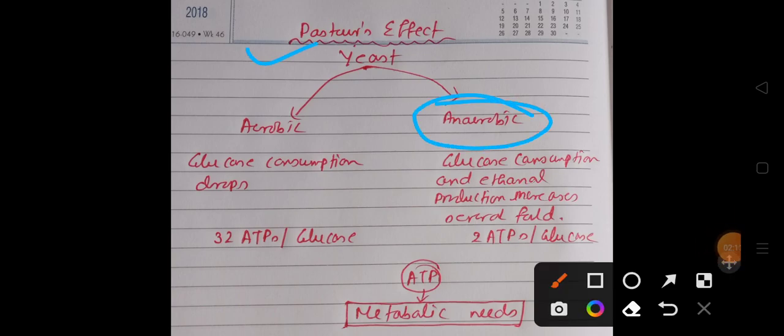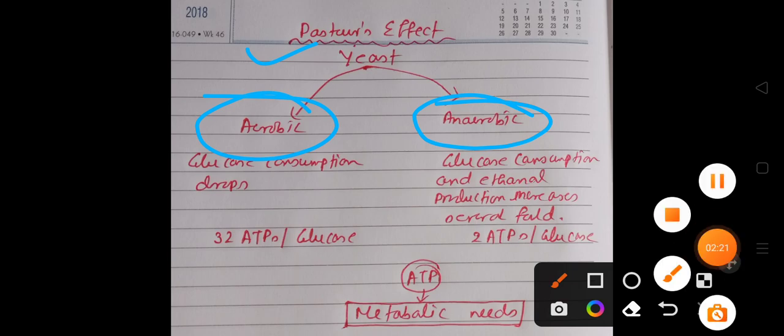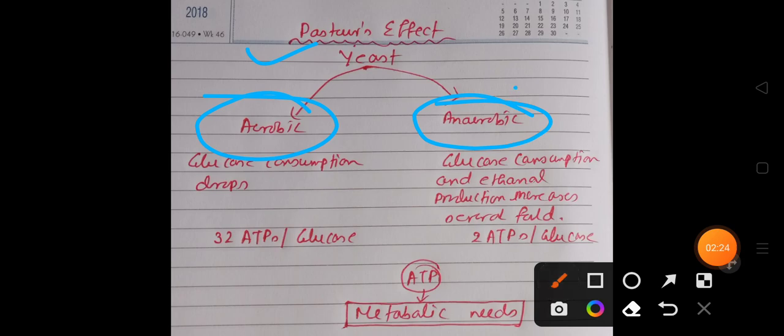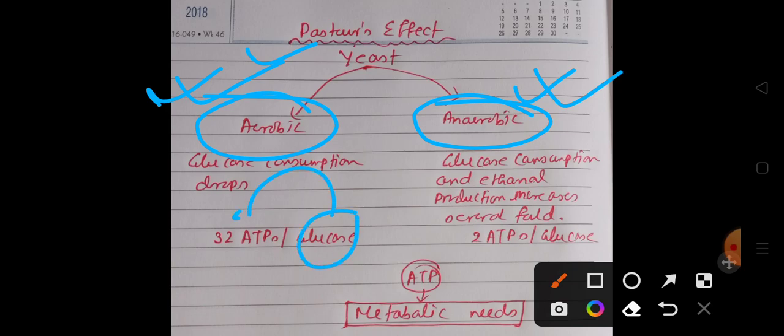That is, in anaerobic condition, the glucose consumption as well as ethanol production increases. Probably I have said a wrong thing. That is, in anaerobic condition, the glucose consumption as well as the ethanol production increases several fold, but in aerobic condition, the glucose consumption drops, right? Because from one molecule of glucose it can get 32 ATP. Then why would it have to consume so much glucose, right? So that is the idea we call Pasteur effect.